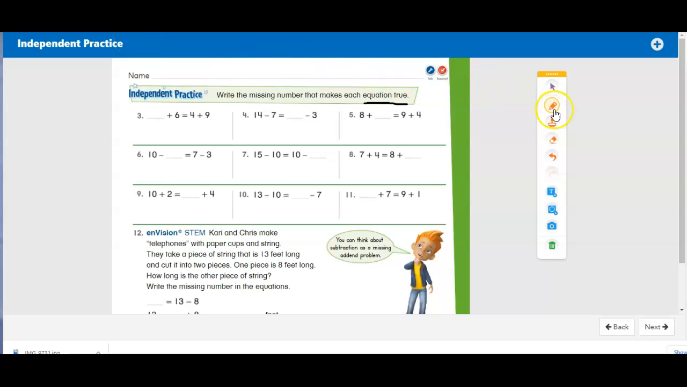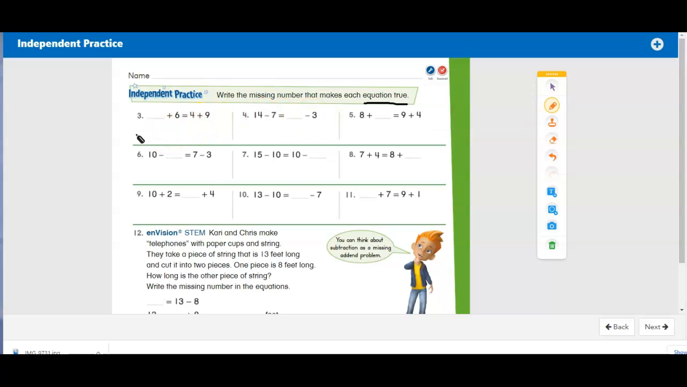I know it is our independent practice, but let's do number 3 together, just so if you need an example for this page, you will have one. On number 3, we are solving for blank plus 6 equals 4 plus 9. So what we can do first is solve the equation that we know to help us find what both equations are going to equal.